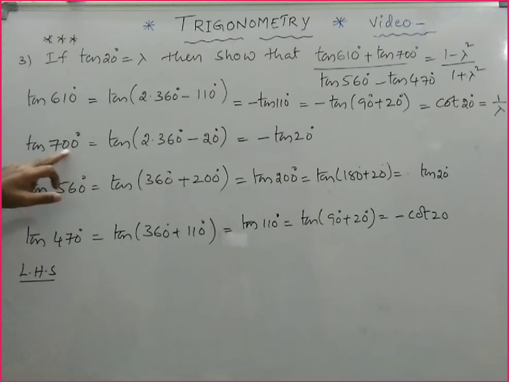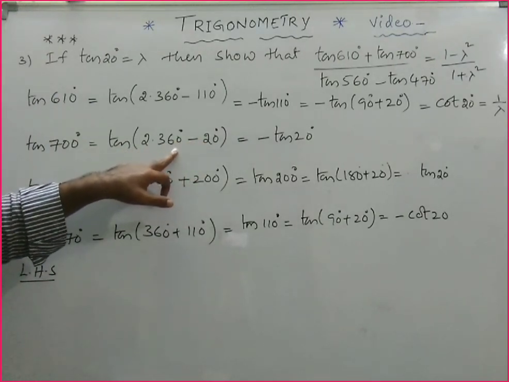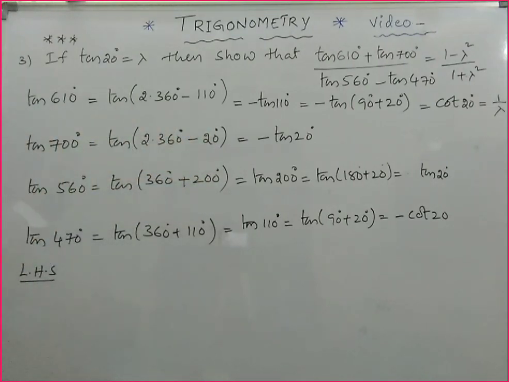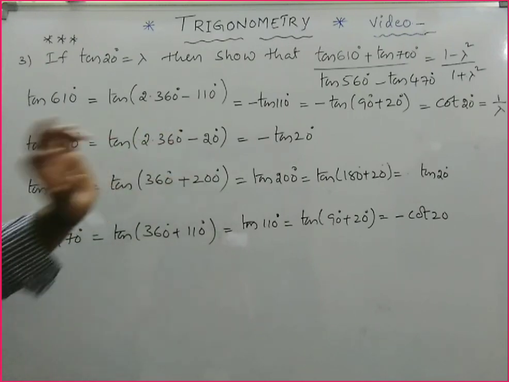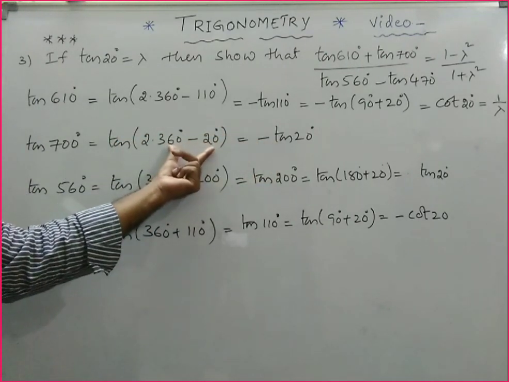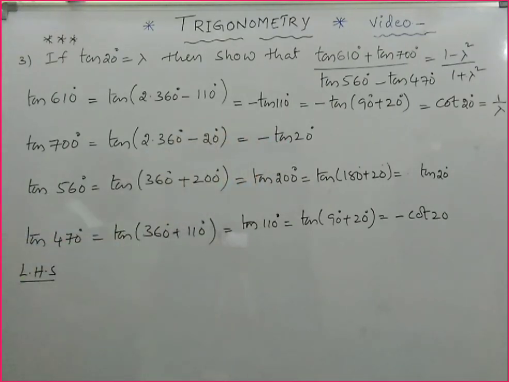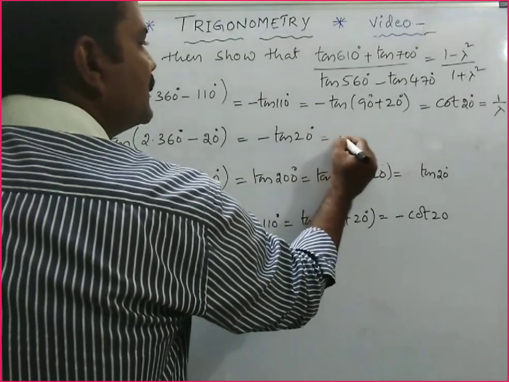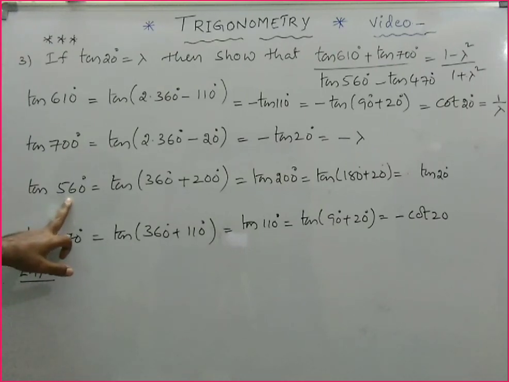Similarly, let us find the tan 700 value. So 700, I want to write as 2 into 360, 720, minus 20, which is 700. Once again, because of 360, an even multiple of pi by 2, tan remains tan. And moreover, because of 360 minus theta, the fourth quadrant, tan is negative. So minus tan 20, which I can write as minus lambda.